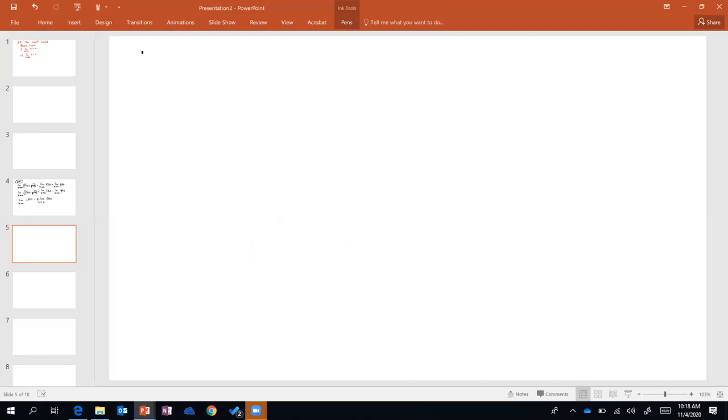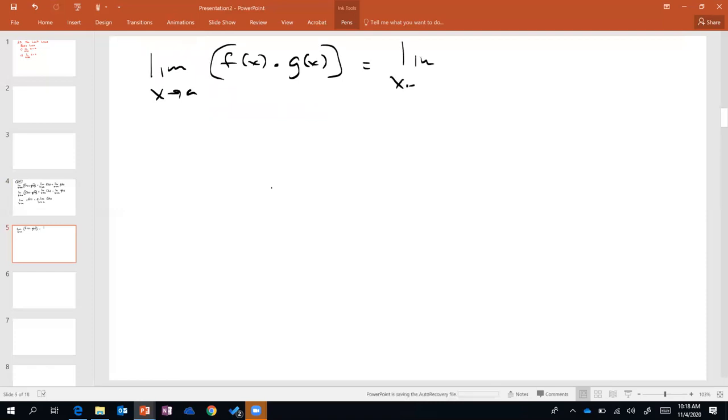The product rule. Two functions multiplying each other. Split them off into two different pieces and take the limit of each one individually and then multiply them at the end.